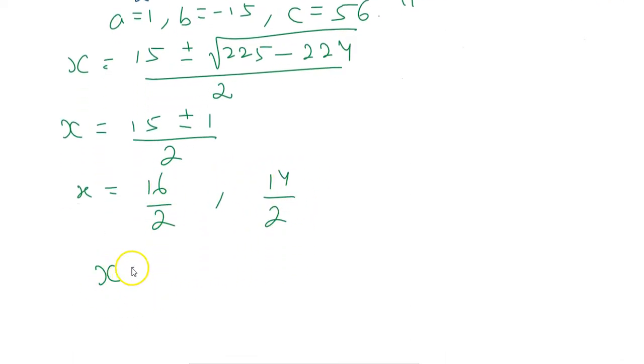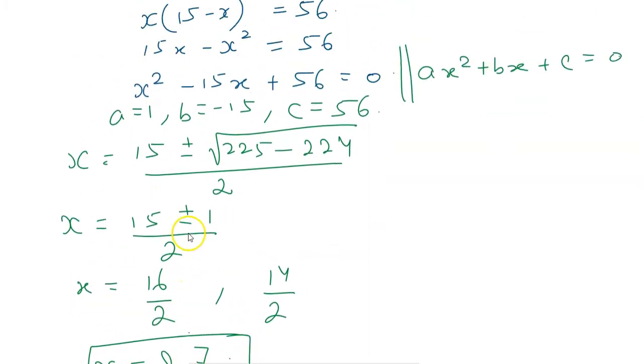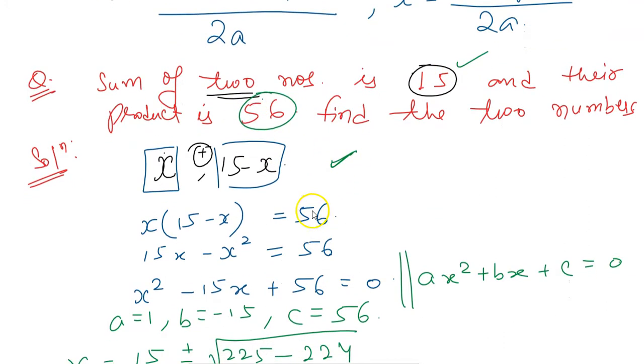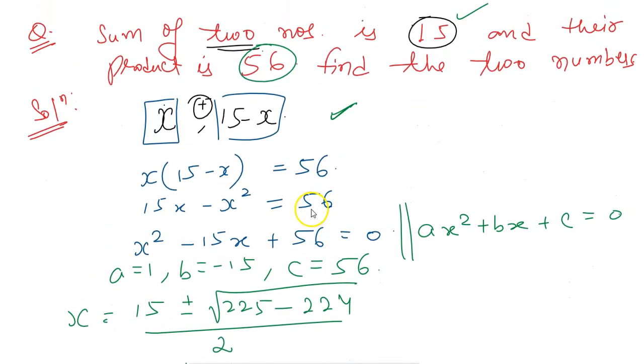So this gives us x as 8 and 7. So these are the two numbers whose sum is 15 and product is 56. You can see how we have applied quadratic equation and got the result.